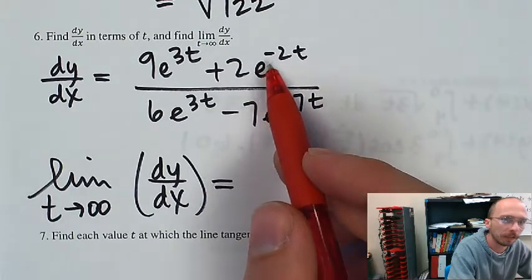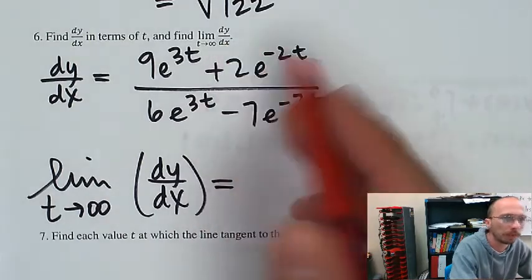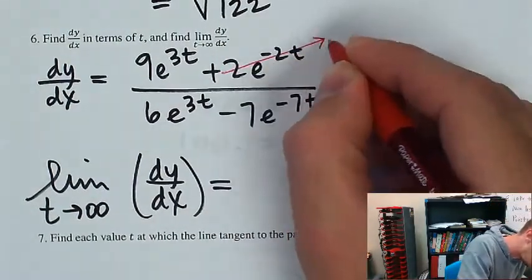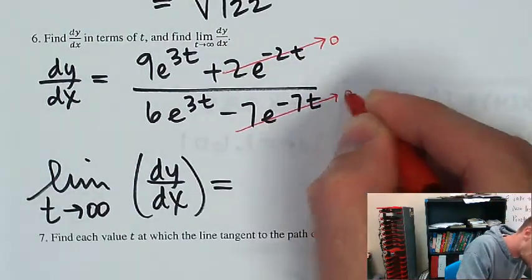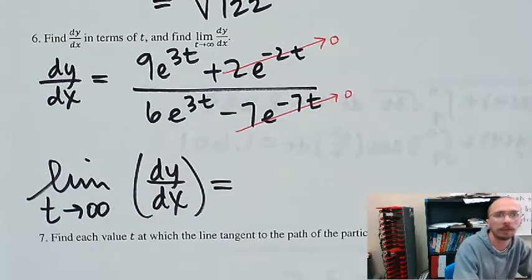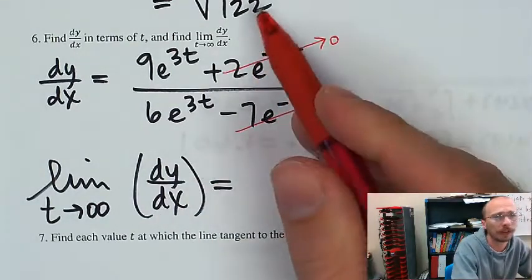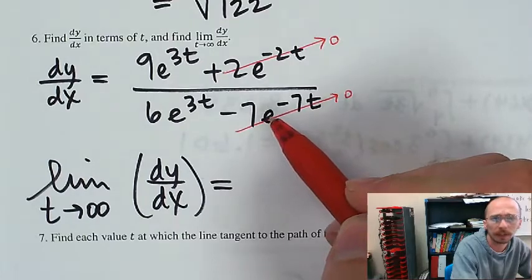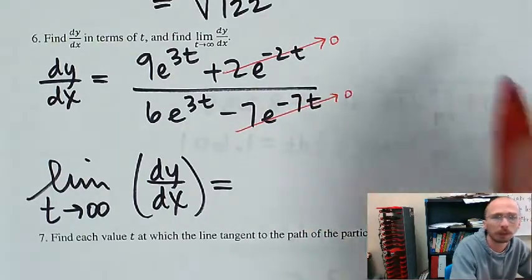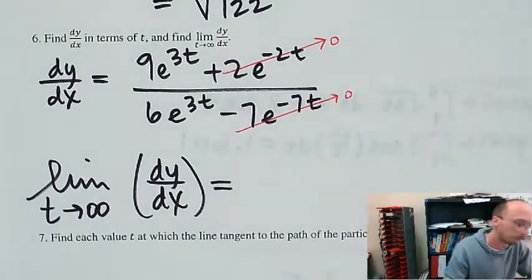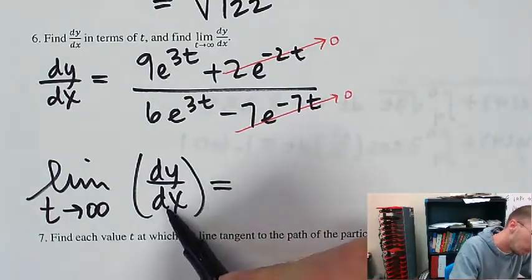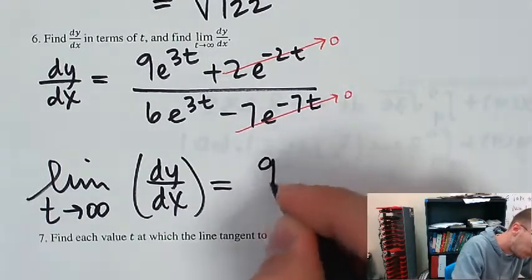And that is the type of fraction that would go to 0 as t went towards infinity. So I'm going to say this thing goes to 0 and that thing goes to 0 as t goes to infinity. And it probably wasn't good that I did that on my expression for dy dx, right? Because now I don't have an expression for dy dx anymore. But you know what I meant. So the limit of dy dx is going to be 9 over 6.